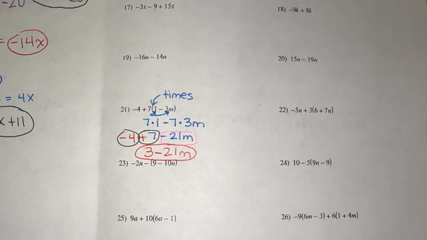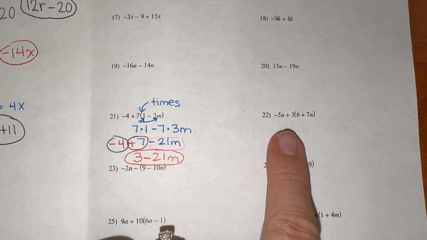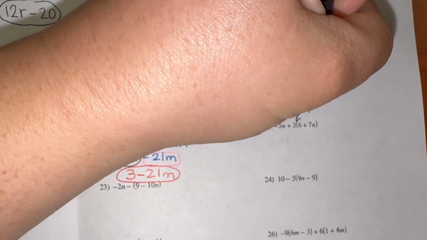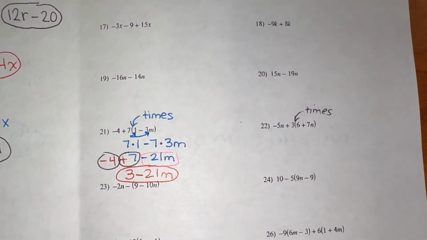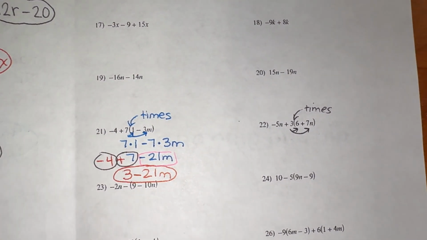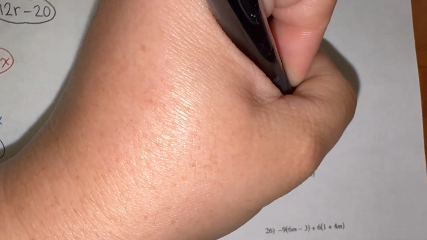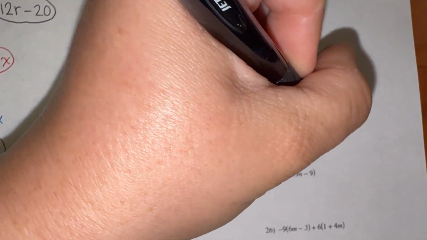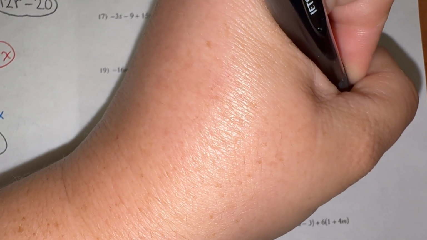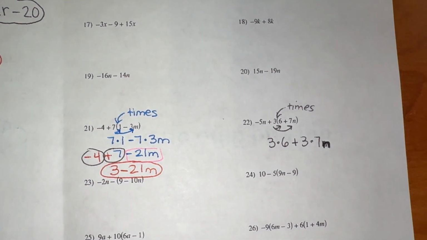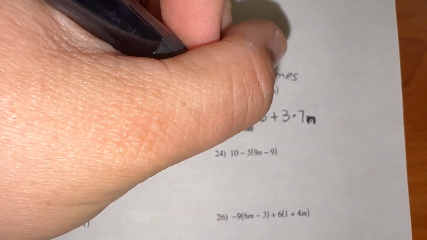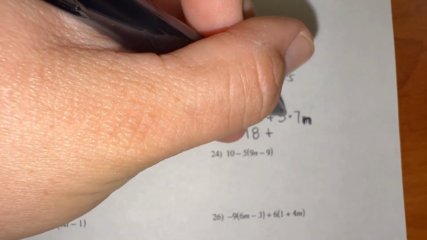All right, let's try number 22. So we have negative 5n plus 3 times 6 plus 7n. All right, so we want to multiply before we go ahead and combine those like terms. So we have 3 times 6 plus 3 times 7n. Okay, so let's go ahead and multiply, and then we will combine like terms. 3 times 6 is 18. 3 times 7 is 21.